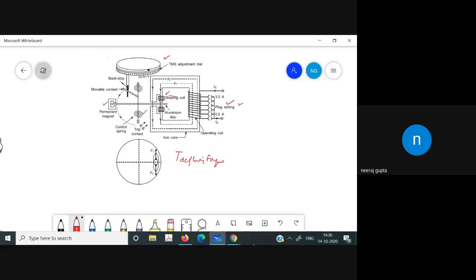Deflecting torque is directly proportional to the square of the current, because two fluxes are involved in that. So we can call it a deflecting torque. It is directly proportional to the square of the current. Now, as we have seen, the spring provides the controlling torque. That is, controlling torque is provided by the spring.